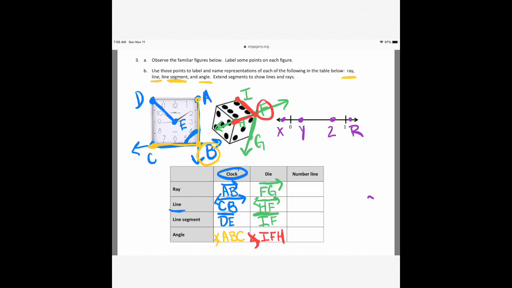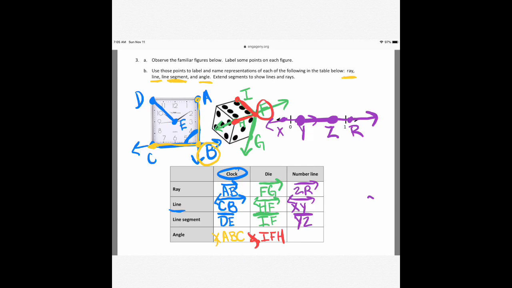And so let's start off, we're going to create a ray. I'll do ray ZR because it starts with Z, it goes through R, and it goes on forever past R. Then we'll do a line at XY, and it goes on forever in both directions. You could technically call it line YX or XY. And then we're going to have a line segment. We'll do from Y to Z because it starts at Y and ends at Z.